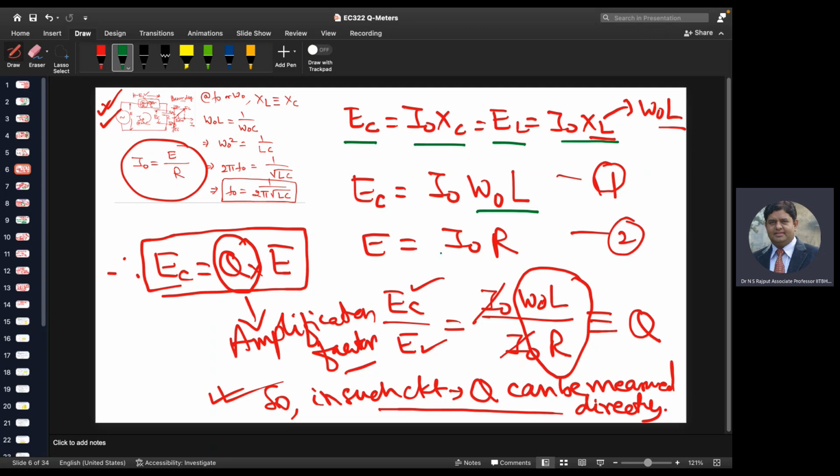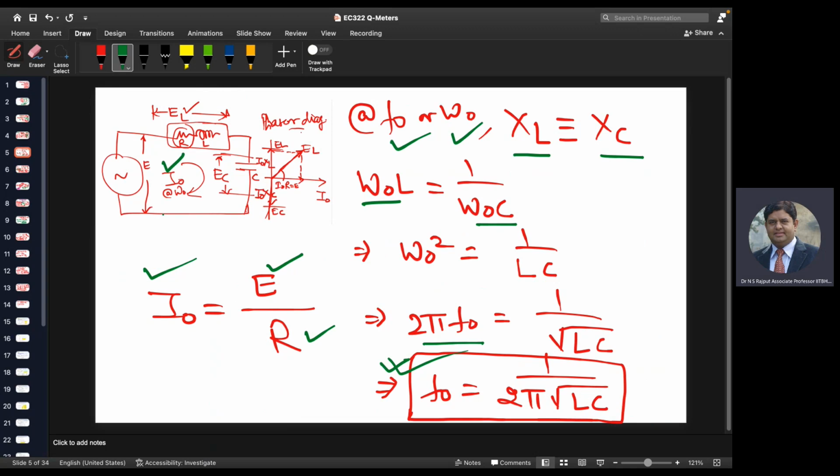And therefore, I can now generate a ratio. So EC by E is equal to omega naught L by R. I naught will go off, and omega naught L by R has been defined as the Q factor, and therefore what we know is EC is equal to Q times the applied voltage E, right? So I can even call this the amplification factor.